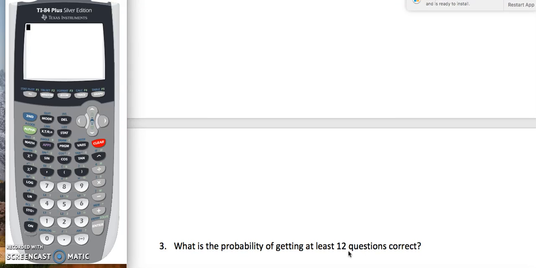Once again, you can use binomial PDF and add up all of those probabilities, but that could be rather time consuming. So we want to use CDF because CDF adds up the probabilities for us. But the only problem is the CDF starts at 0 and adds up to some number. This is starting at 12 and adding up to 20 questions. Well, it's a binomial probability distribution.